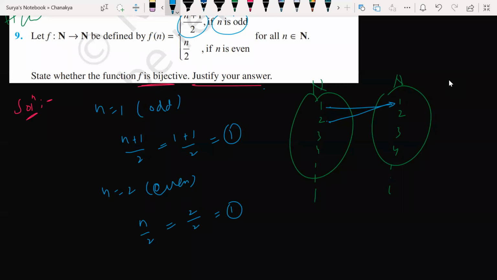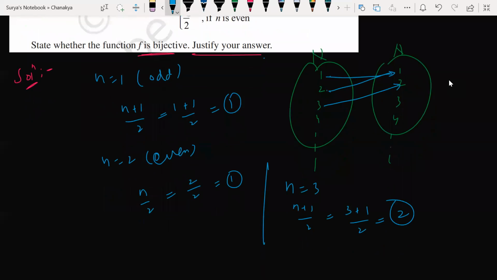Correct? If n value 3, which is odd, (n plus 1) by 2. So (3 plus 1) by 2, so 4 by 2, which is 2 only. So if I take n value 3, I'm getting 2. Correct? If n value 4, which is even, the function was n by 2. 4 by 2, which is nothing but 2.